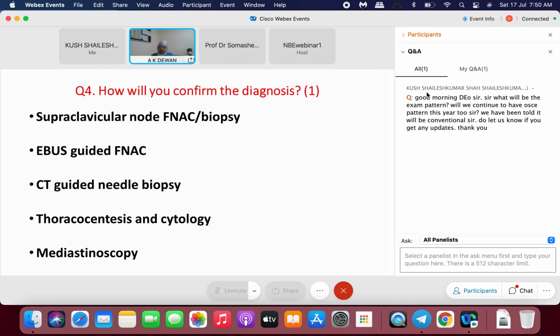So NB wants the examiner to give various options of answers. And if any one of them or 2 of them are found, he has to give marks to the candidate. If anything is out of this, he doesn't get any mark. So supraclavicular node FNAC, you might write. EBUS guided FNAC, CT guided needle biopsy, thoracocentesis, cytology, mediastinoscopy.